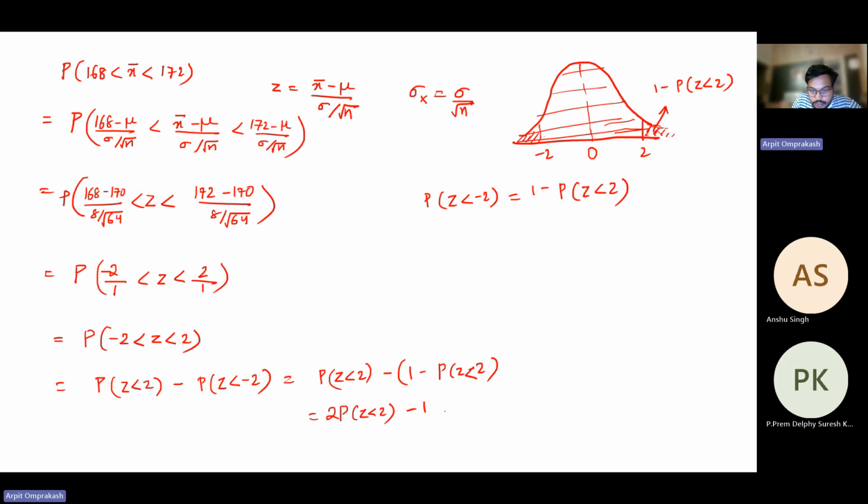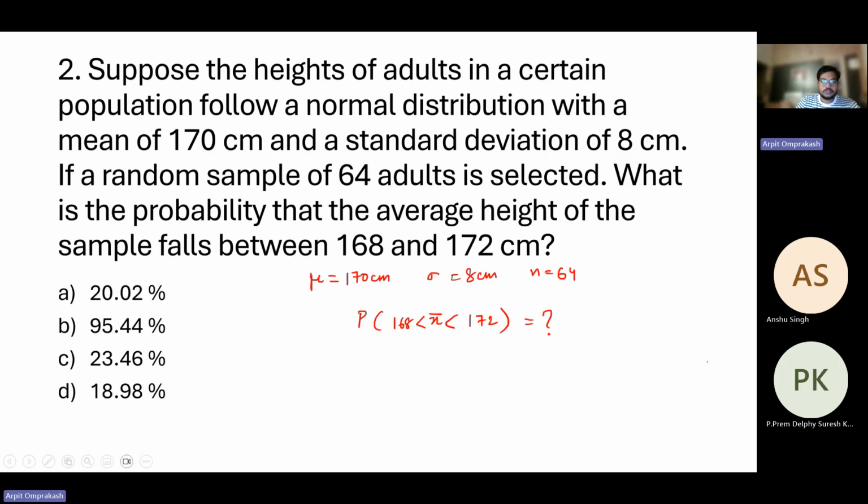Now, if we put that value here, what we basically get is 2 times 0.9772 minus 1, which is nothing but 1.9544 minus 1, which is 0.9544 or 95.44%. Right. So the answer here will be option B, 95.44%.